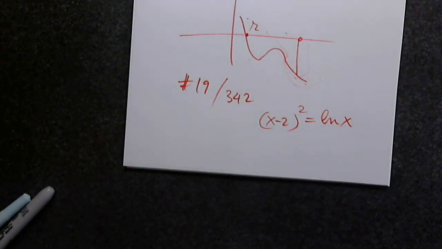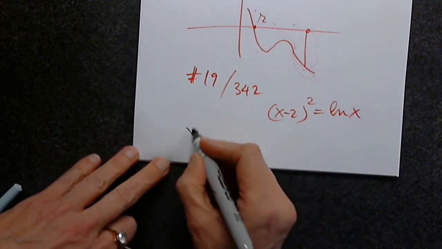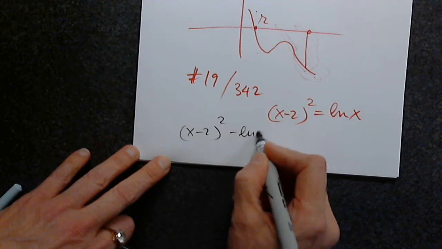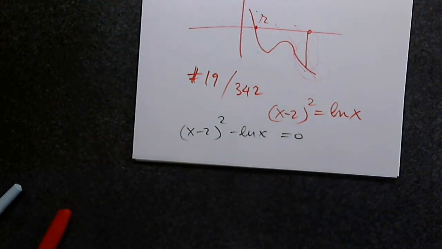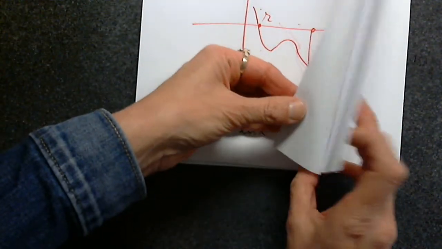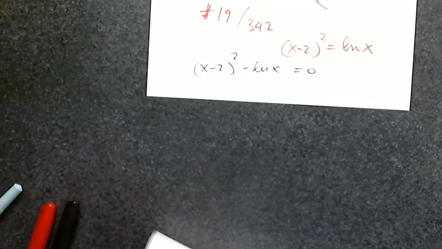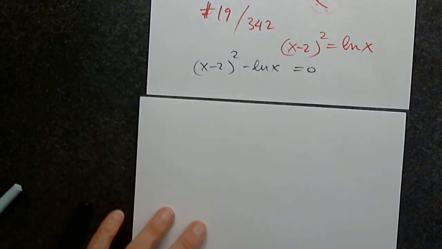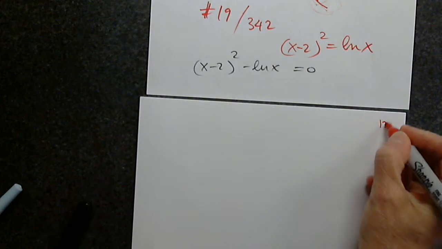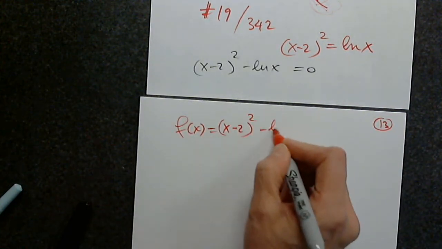I hope you agree that no one can solve this algebraically. There is absolutely no method. There's nothing we can do here. Okay, so first step is x minus 2 squared minus natural log x equals 0. It's very clear that we have to create the function. Then, we're trying to find its x-intercept or root. So f of x will be x minus 2 squared minus natural log x.